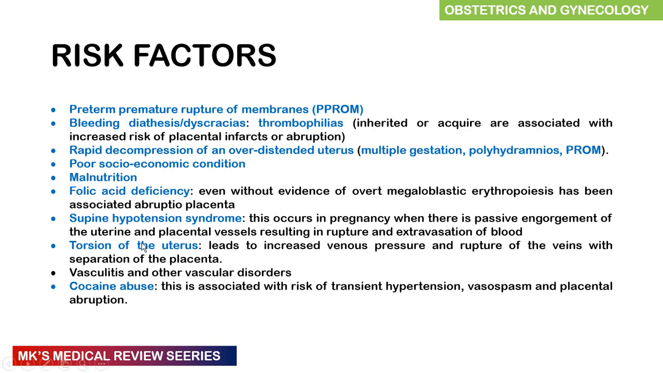Then there is something known as supine hypotensive syndrome, which occurs in pregnancy where there is engorgement of the uterine and placental vessels, which results in rupture and extravasation of blood. For example, when someone lies supine, you have compression of the inferior vena cava and those blood vessels in the midline. Then, of course, you may have torsion of the uterus. This leads to an increase in venous pressure, rupture of the veins with separation of the placenta. You may have vasculitis and other vascular disorders, and cocaine abuse, which we talked about, that may cause transient hypertension, vasospasms, as well as placental abruption.